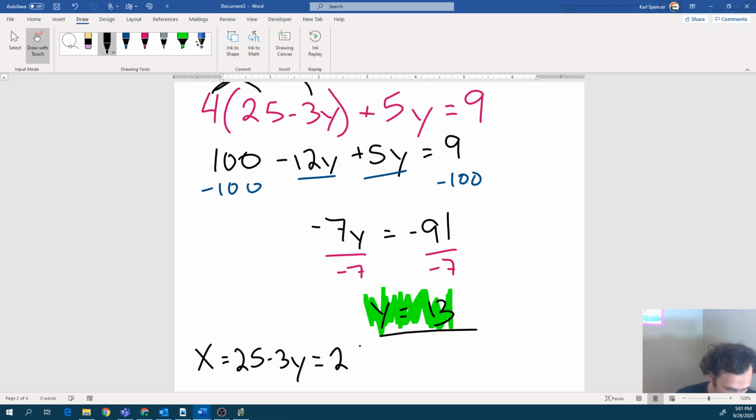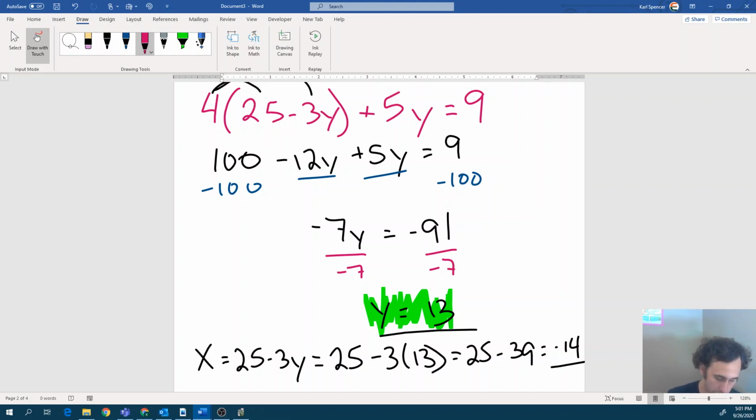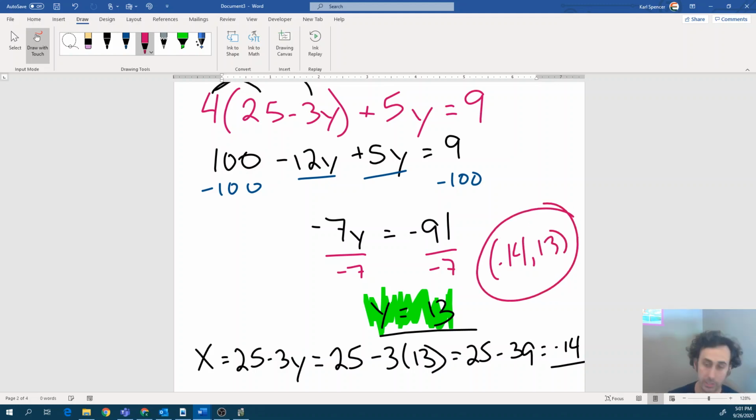Well, we said that's 25 minus 3 times 13. It's 25 minus 39. I'll grab my calculator again just to double check my math. Now I'm going to get negative 14. So my solution, my xy point, is negative 14, 13 for this equation.